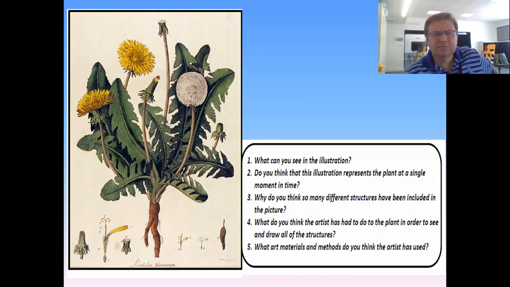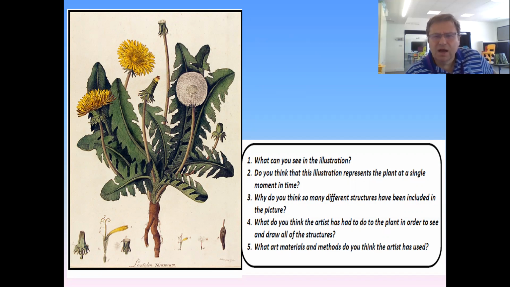Now, look at this picture. It's an illustration, it's not a photograph. Do you think it represents this dandelion at one moment in time, or has it got aspects of the dandelion from different times in its life cycle? What do you think? Talk to an adult about what you can see here. Why do you think so many different pictures have been included in this one picture?